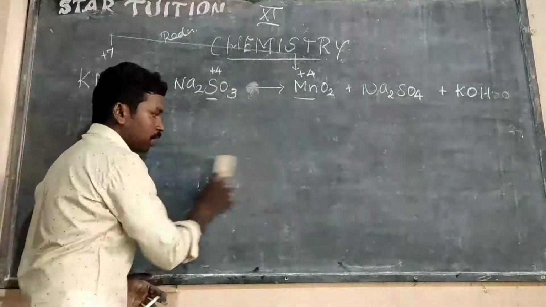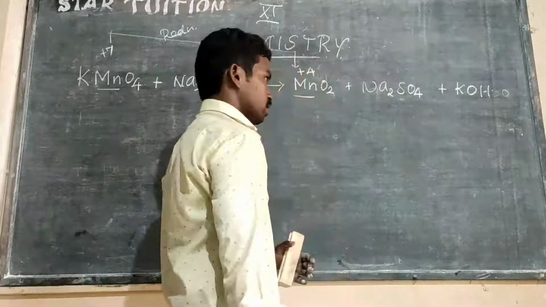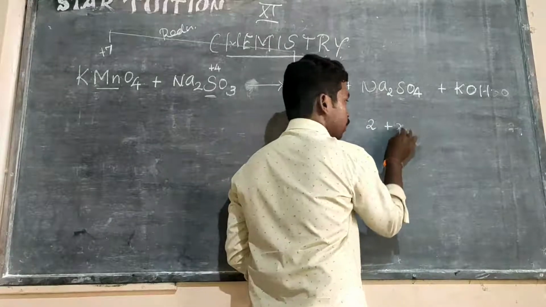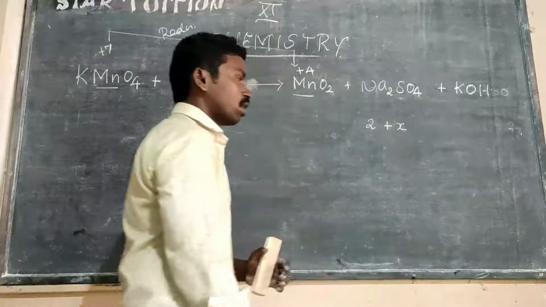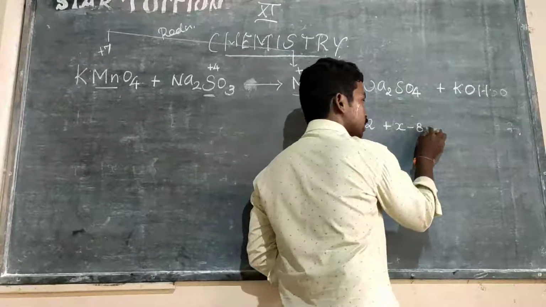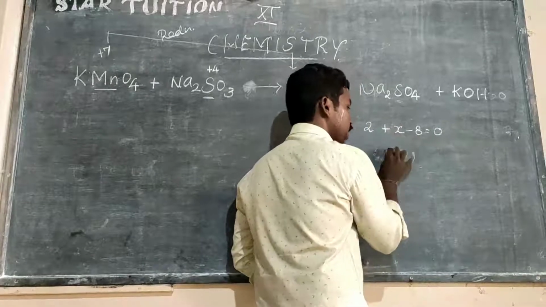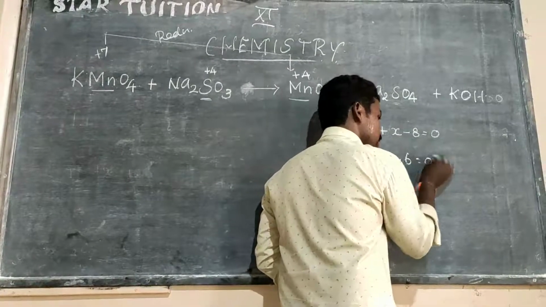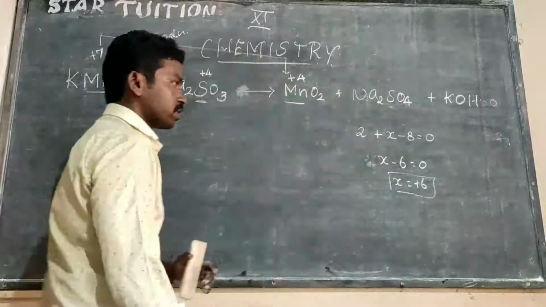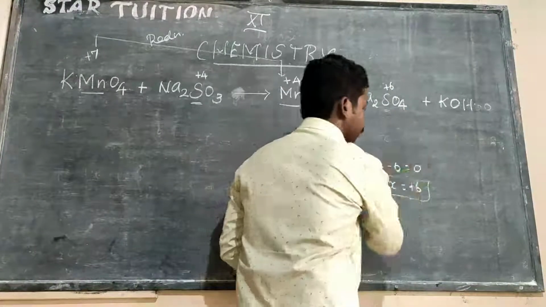In the similar way, we can find out the charge of sulfur in this sodium sulfate. 2 sodiums, so 2 into 1, 2, plus sulfur is taken as X. Charge of 1 oxygen is minus 2. 4 into minus 2 means minus 8. So 2 minus 8 means minus 6. X minus 6 is equal to 0. So X is equal to plus 6. The charge of sulfur in the product side is plus 6. So here we have to write plus 6.